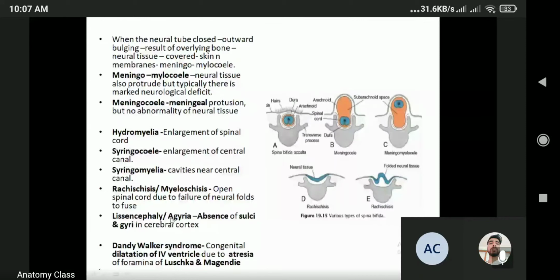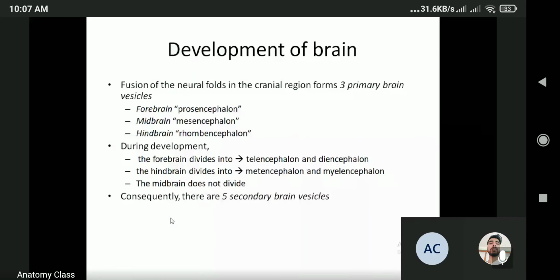So fusion of the neural folds in the cranial region forms three primary brain vesicles, that is forebrain, midbrain, and hindbrain. That is prosencephalon, mesencephalon, and rhombencephalon. Please remember these three. When viva asks, what is the development of brain, you have to say, due to the fusion, it forms prosencephalon, mesencephalon, rhombencephalon. Please remember these three.